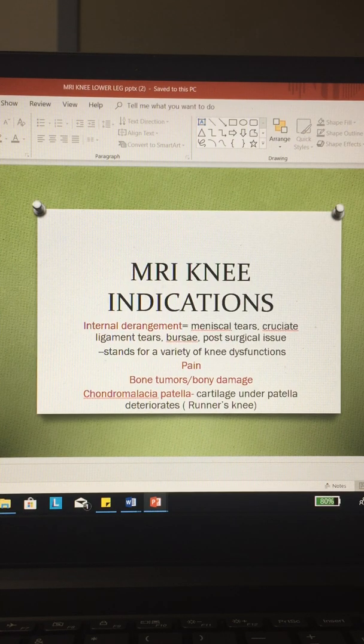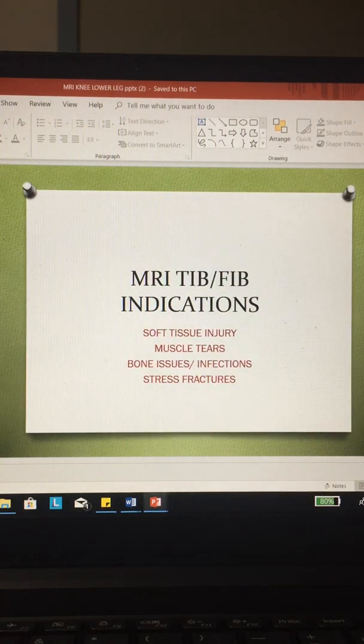Okay, for the tib fib, the reasons that you would see would be any kind of a soft tissue injury, a muscle tear, bone or an infection, and again, stress fractures, okay?